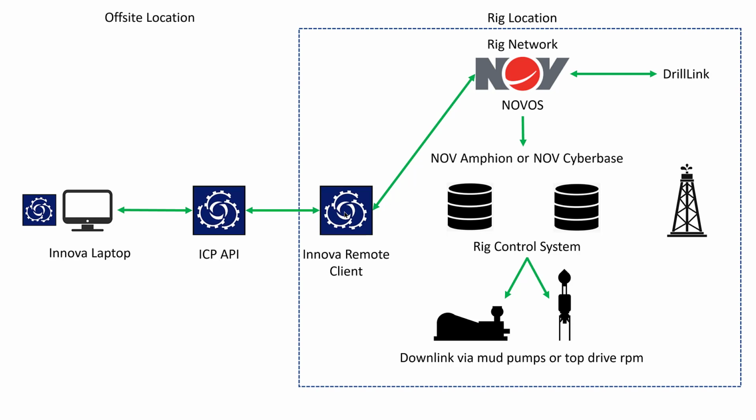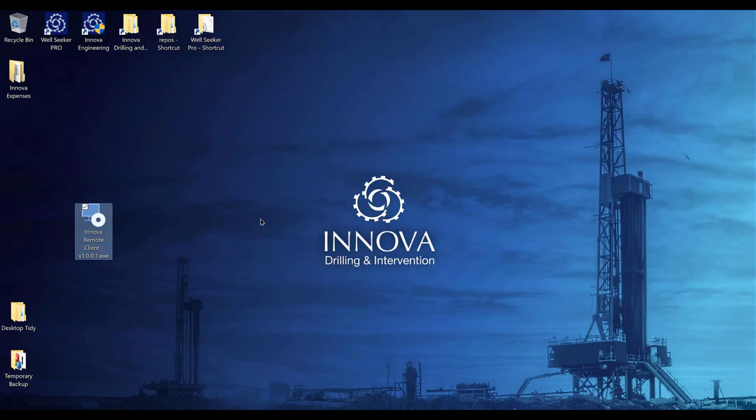The downlink control functionality is license enabled, meaning that only users with a valid license for the feature will be able to use it. A driller at the rig site will also have ultimate control as to whether the DrillLink system allows remote access or not, utilising an override switch in the DrillLink console on the rig floor. The rig contractor will require to install the Innova remote client on a device on the rig network.